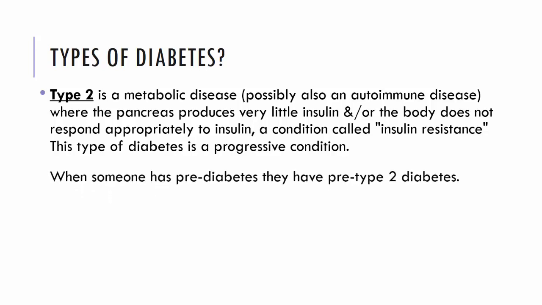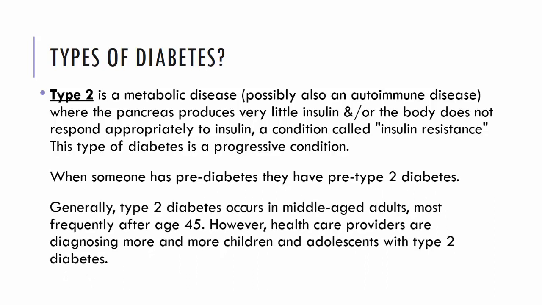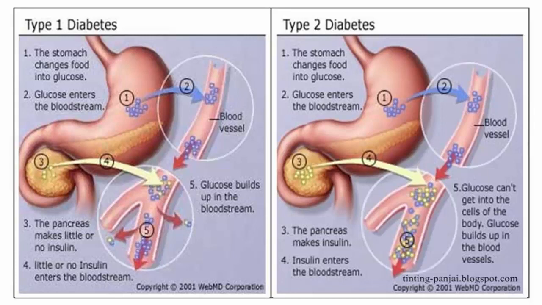When someone has prediabetes, they have pre-type 2 diabetes. Generally, type 2 diabetes occurs in middle-aged adults, most frequently after the age of 45. However, healthcare providers are diagnosing more and more children and adolescents with type 2 diabetes.